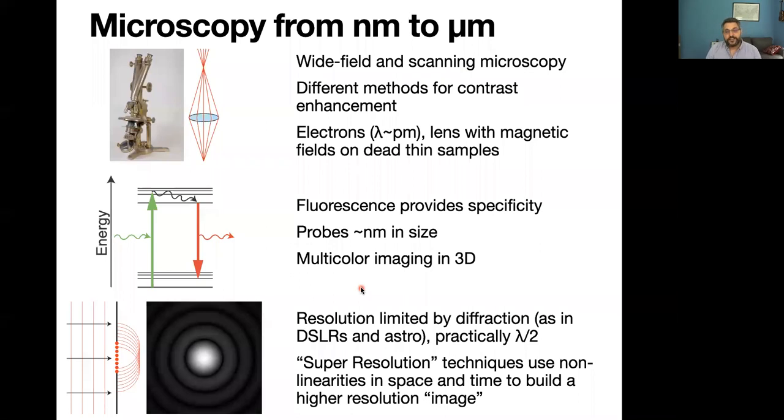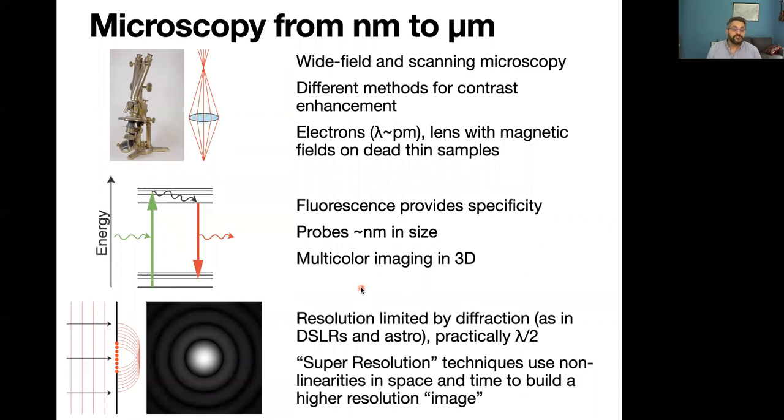So there are several techniques called super resolution techniques. I won't talk about any specifically in my lecture, but if you're interested in them, you should look these up. These are ways of getting around the resolution by using nonlinearities in space and time of the fluorescence signal to build up an image, an array of numbers, that has effectively a higher resolution than what.